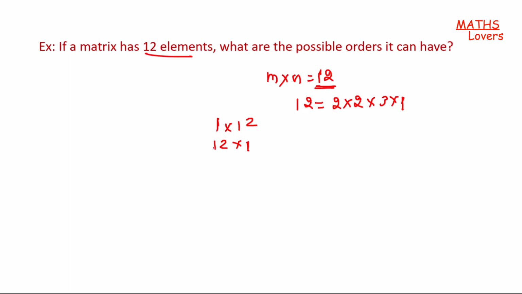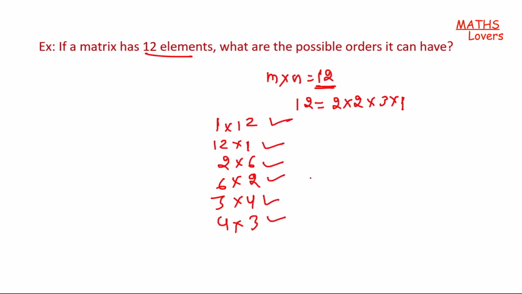Here row is 12 and column is 1. Also we can do 2 cross 6, 6 cross 2. We can do 3 cross 4, 4 cross 3 also. So there are 6 matrices possible with 12 elements.